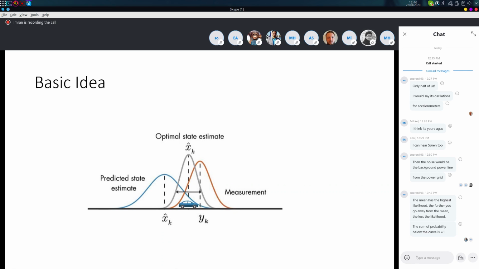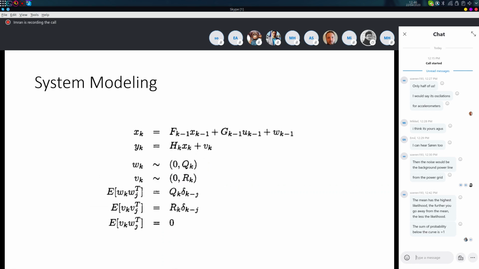So let's talk about the system itself. This is the formal form of a discrete time system. So basically you have the state x k equal to this transition matrix times the previous state, and you could also have a control input, and then this is a noise that enters your system, and this is the measurement equation.